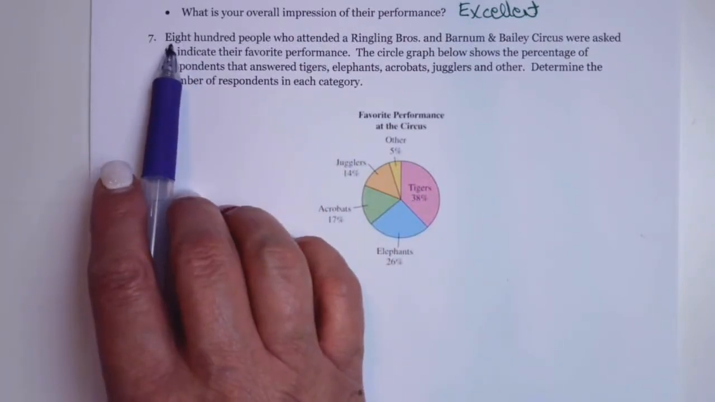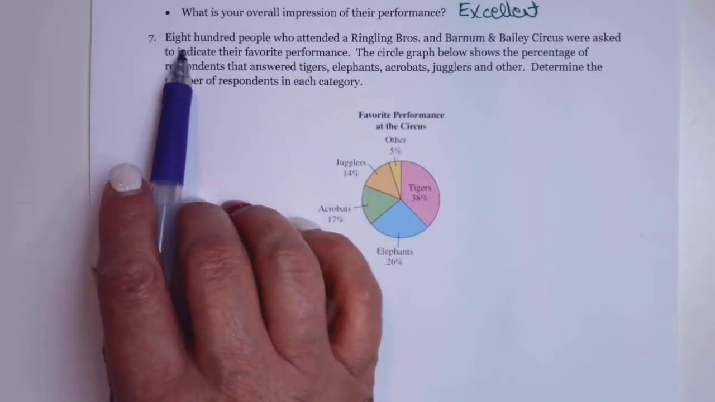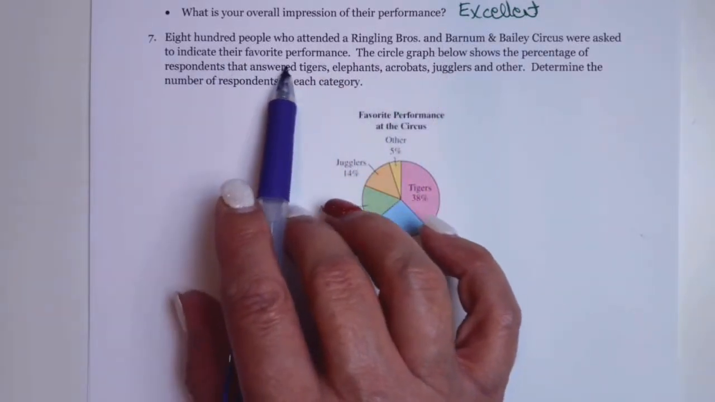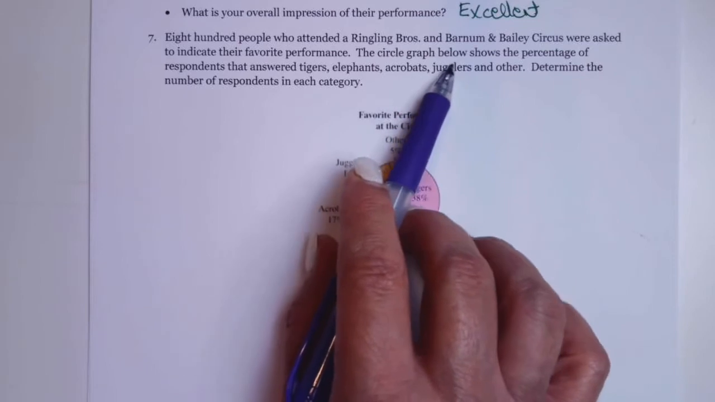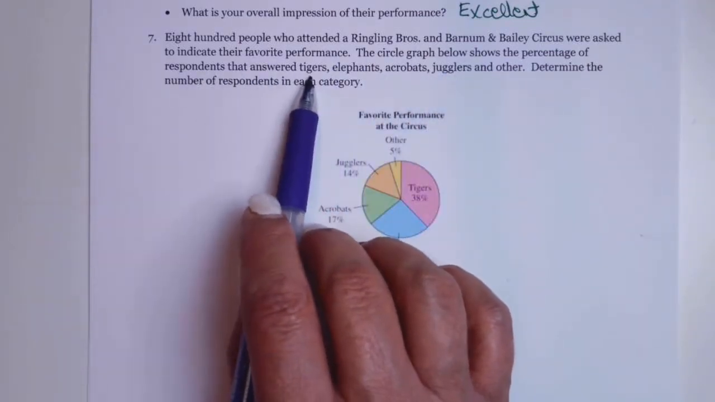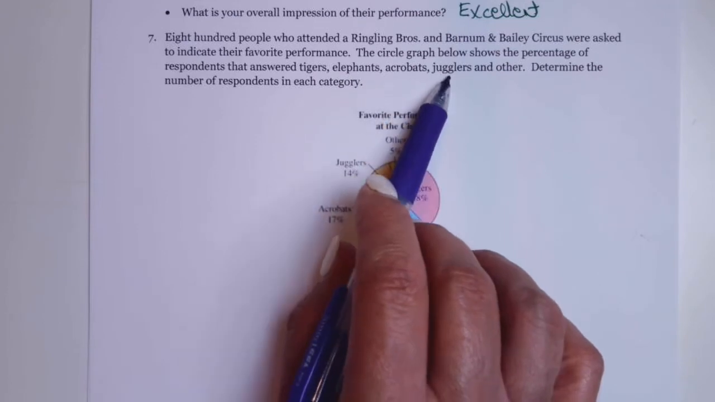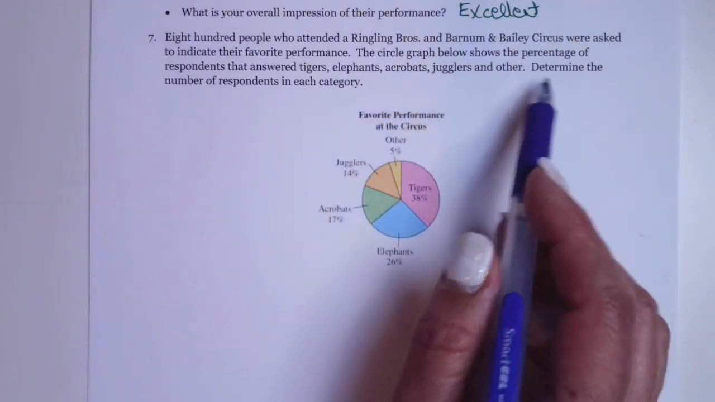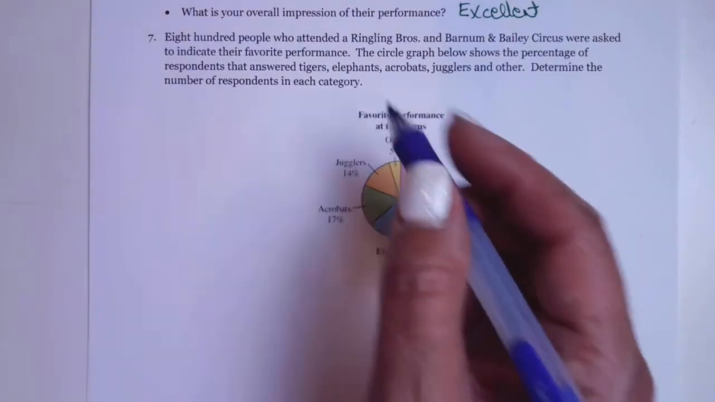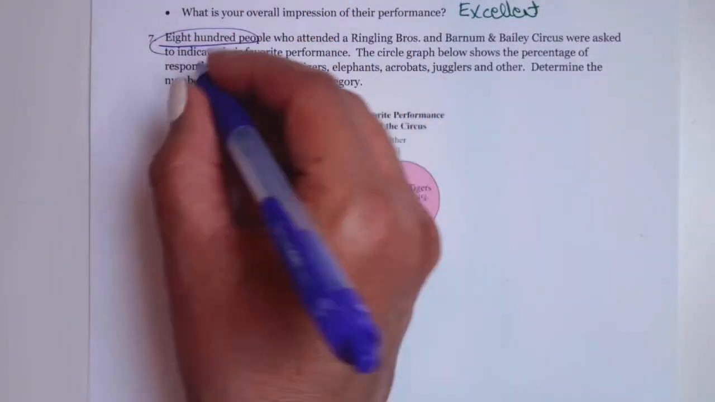So we can think of in the past, 800 people who attended the circus were asked to indicate their favorite performance. The circle graph below shows the percentage of respondents that answered tigers, elephants, acrobats, jugglers, and other. Determine the number of respondents in each category. So our total people is 800.